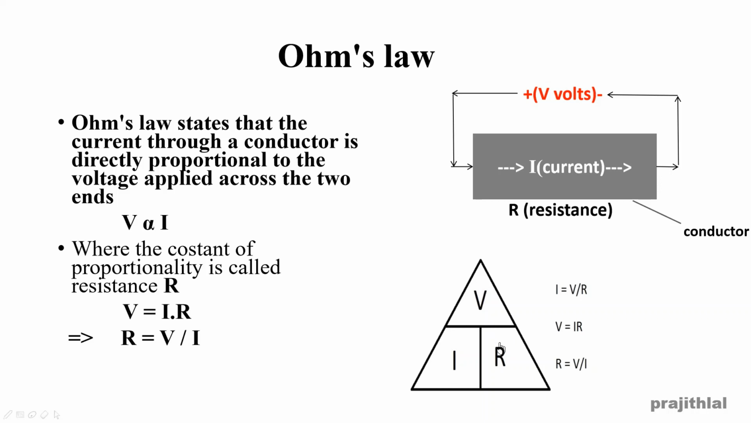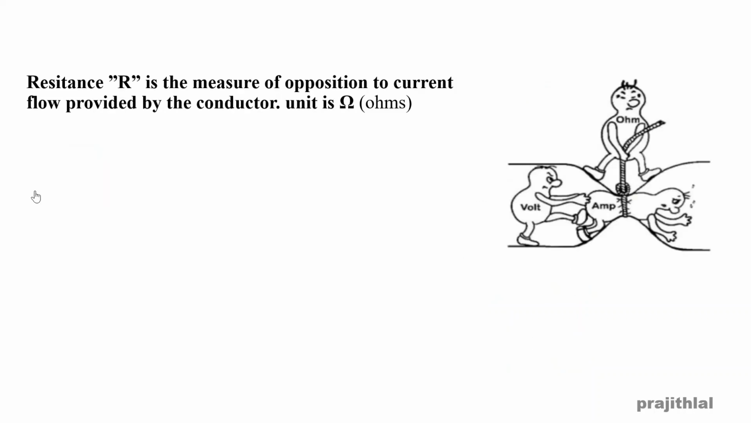If we know the voltage and resistance, we can find the current. If we know the resistance and current, we can find the voltage. And if we know the voltage and current, we can find the resistance. Resistance R is the measure of opposition to current flow. So the constant of proportionality for a conductor is the measure of opposition to current flow and is called resistance.